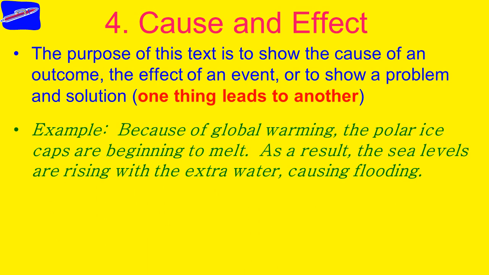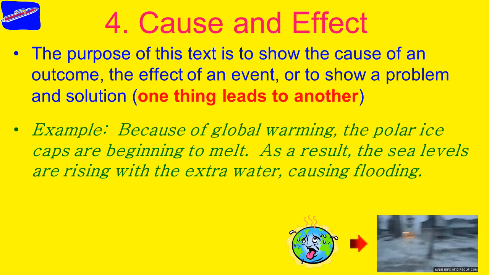An example of something that's written cause and effect might be: because of global warming, the polar ice caps are beginning to melt. As a result, the sea levels are rising, with the extra water causing flooding. In this case, global warming is our cause, and the effect is the flooding.